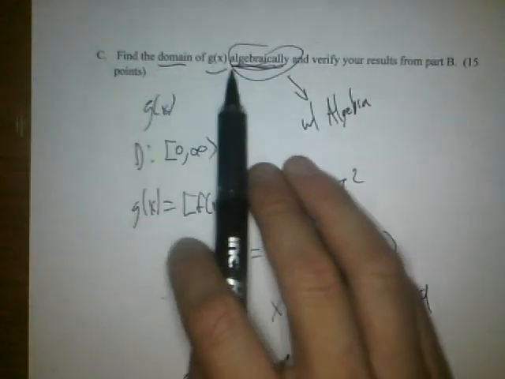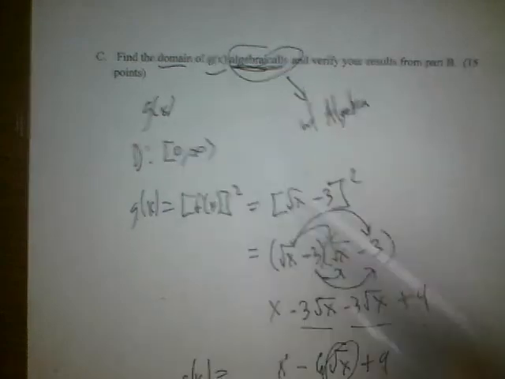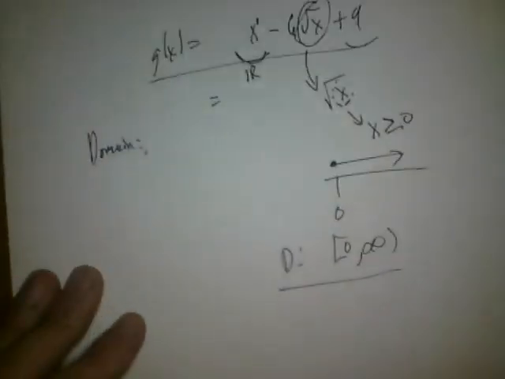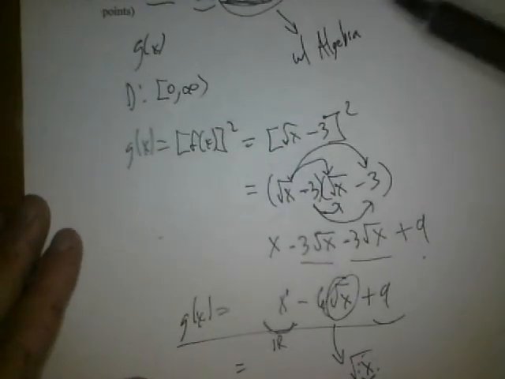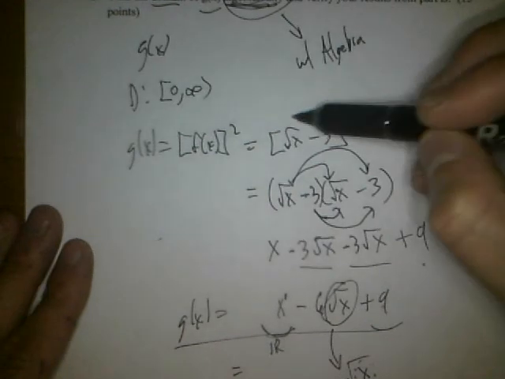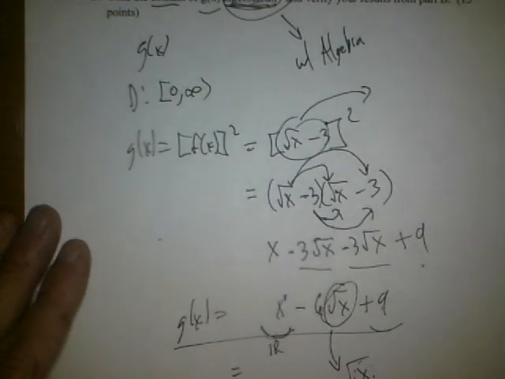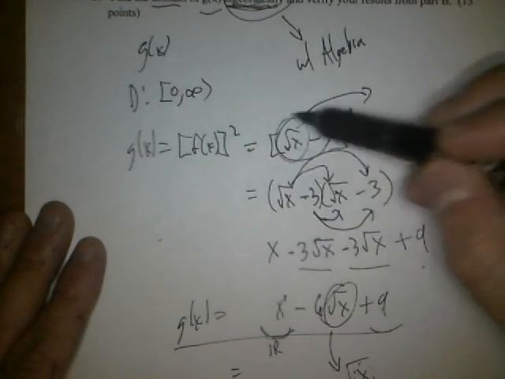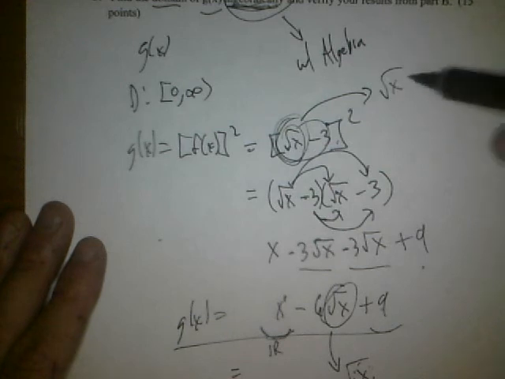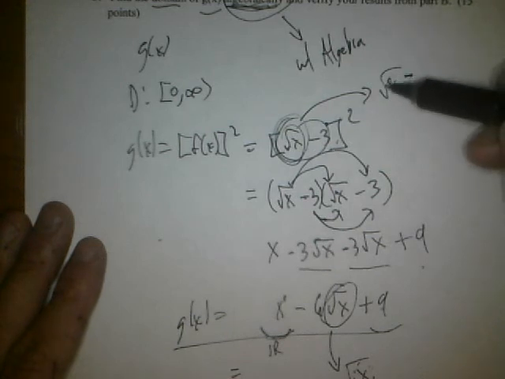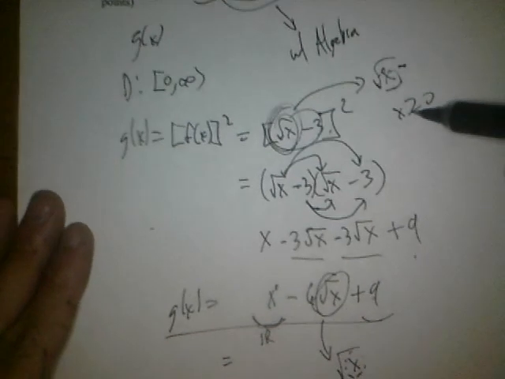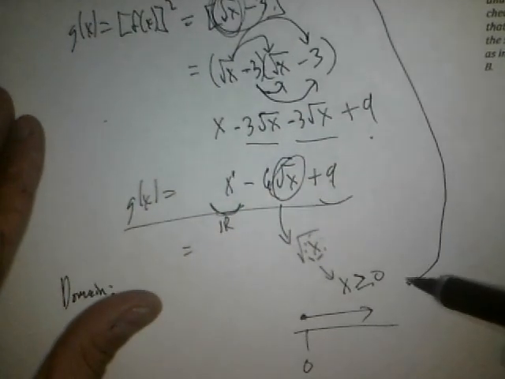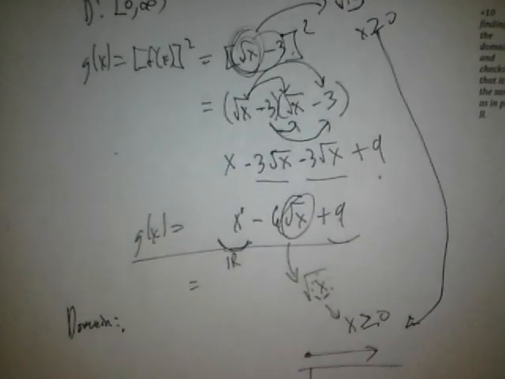It says, find the domain of this algebraically and verify your result from part B. And that's what we did here. Just note, we're just doing this with algebra here. If you also wanted to, you could have just checked this out and done the same thing here. Because the only thing that matters is this here, and you could have done it at this stage, just set this one greater than or equal to 0, and then done the same thing that we did over here. There you go.